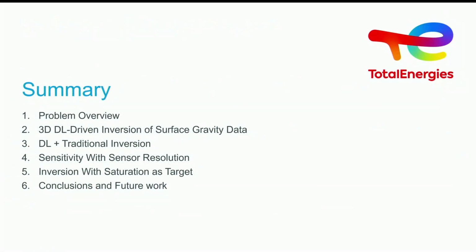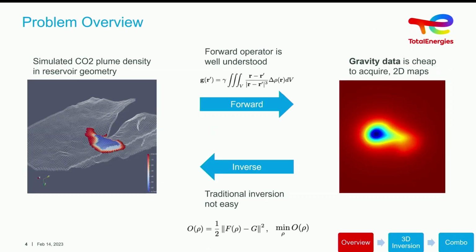All right, so to summarize what I'll be talking about today, I'll start with a problem overview, and then I'll discuss some of our deep learning-based methods for actually doing this inversion we're talking about. The first one is going to be a purely data-driven deep learning approach, and then the second method we present is going to be a combination of this deep learning-based approach with traditional methods. And then if we have time, we'll go ahead and talk about some extra experiments we did concerning sensor resolution for our gravity data, as well as changing our inversion targets from density to saturation, and then conclude and go into some future work.